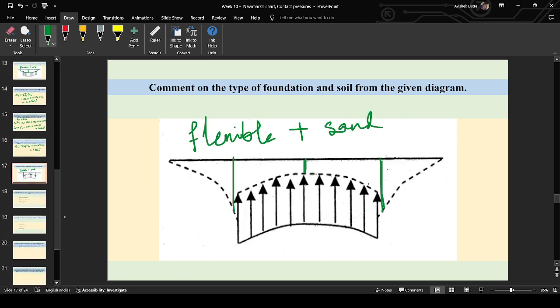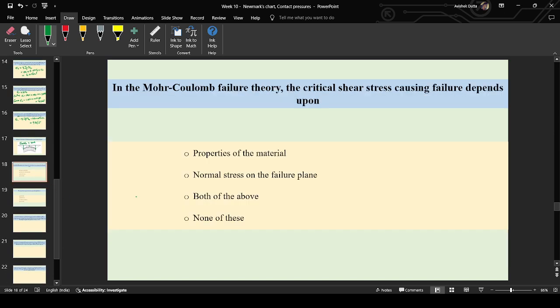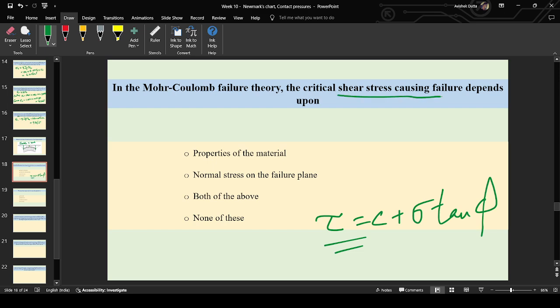Okay. Now, Mohr-Coulomb theory, I think you know. Do you know Mohr-Coulomb theory? Shear stress chapter. The critical shear stress of failure. Long back I studied, but right now I don't remember. Okay, fine. So this is the equation: tau equal to C plus sigma tan phi. This is the shear strength. Shear stress at failure gives us the shear strength. So it is dependent upon the properties of the material, C and phi, and also on the normal stress on the failure plane, sigma n. So both of the above is the correct answer.